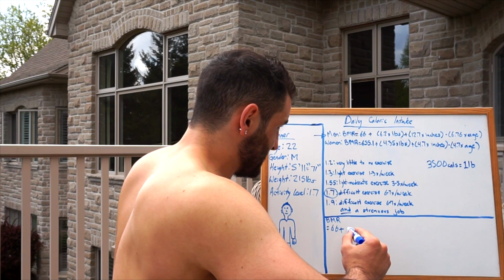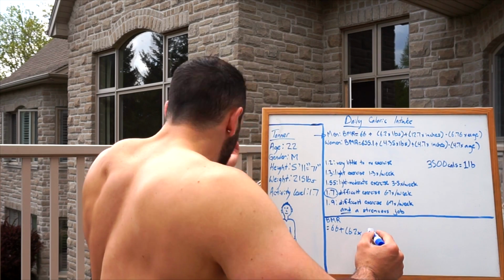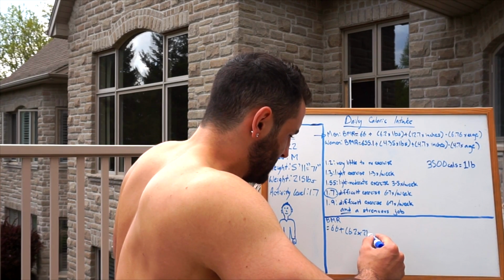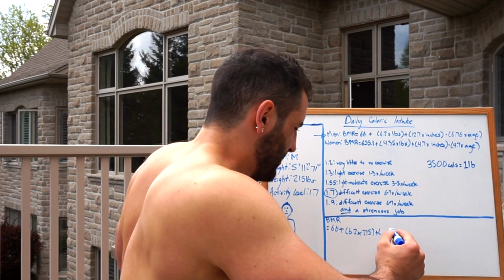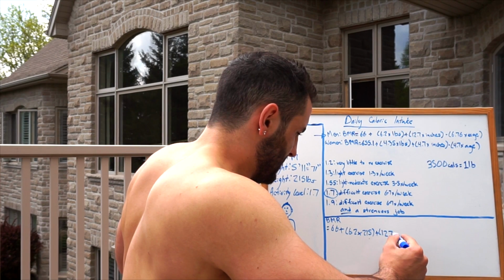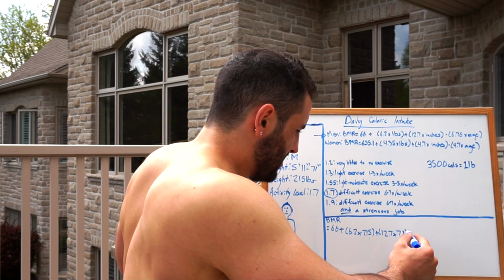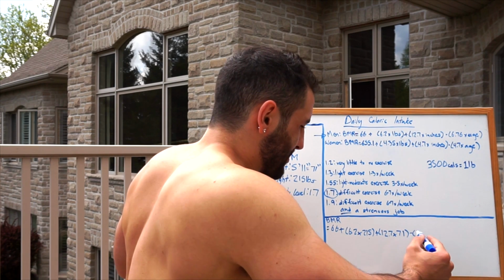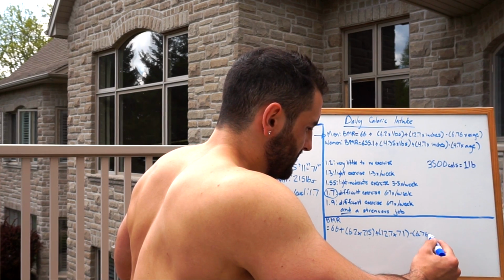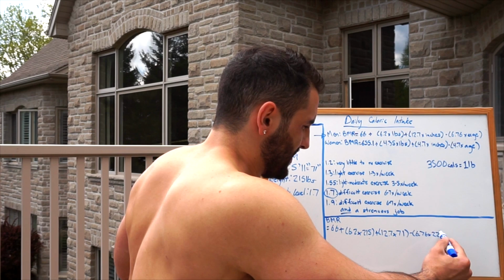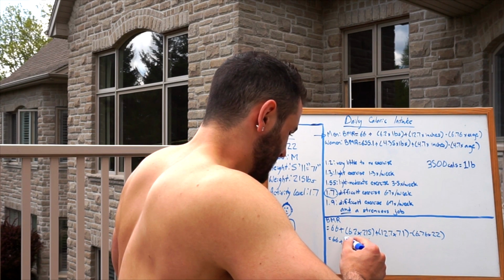So we got 66 plus 6.2 times 215 pounds plus 12.7 times my height in inches, which is 71 inches there, minus 6.76, sorry, times my age, which is 22 years old. And from there, we'll just break this down into simple terms.